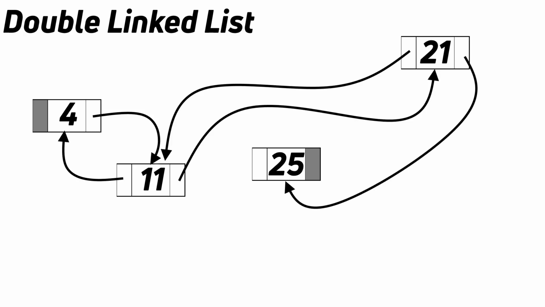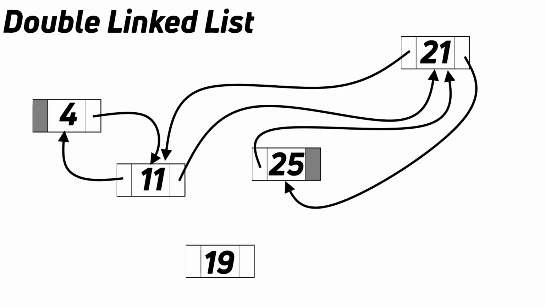And you can see here we can do exactly the same thing for 25, inserting it there into our list. Now let's say we want to put in the number 19, which would go in the middle of our list. What do we do? Well, we allocate some memory for 19. It's got a place for a pointer to the next and a place for a pointer to the previous.